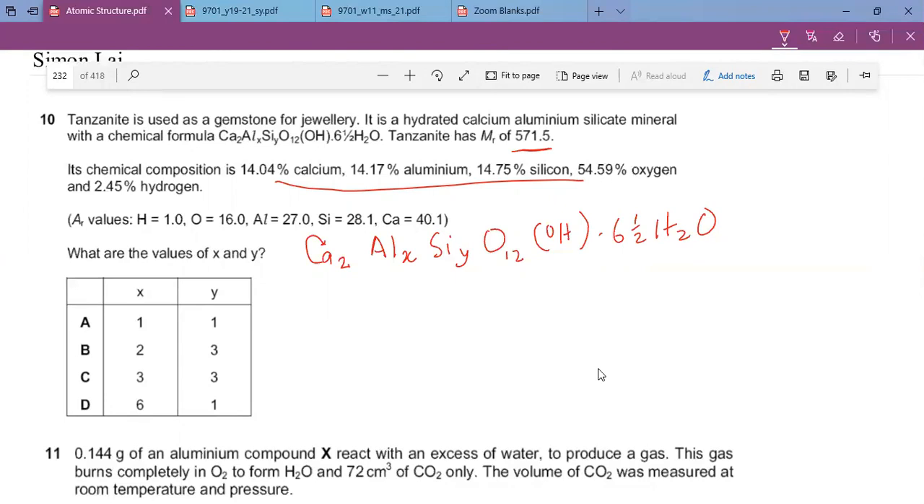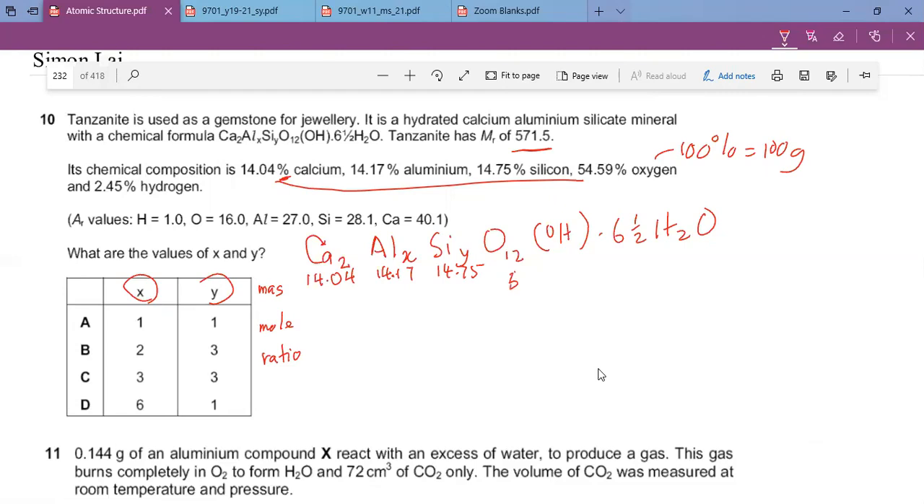So remember, mass, moles, ratio. Now they give X and Y here. All these numbers are telltale. The composition is a percentage, so we take 100%, which equals 100 grams. So calcium is how many grams? It's 14.04 grams. Aluminum, how many grams? 14.17. Silicon, how many grams? 14.75. Oxygen, total of all this oxygen is how many grams?